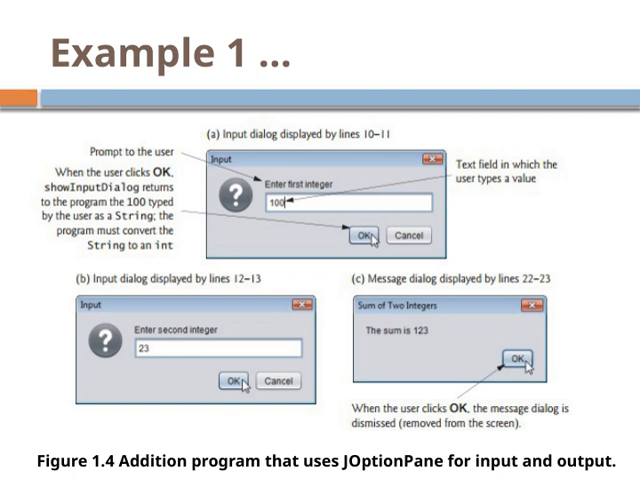In this example, the program prompts the user to enter two numbers through input dialog boxes. It then performs the addition and displays the result in a message dialog box. This highlights the key concept of how JOptionPane can be used seamlessly for both getting input and showing output, making your programs more interactive and visually appealing.